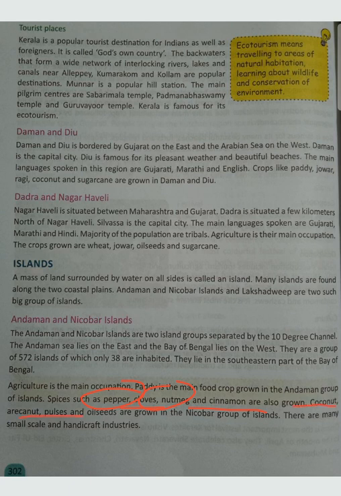Coconut, arecanut, then pulses, oil seeds are also grown in the Andaman and Nicobar Islands. There are many small scale and handicraft industries. So there are also some other small scale, meaning small industries. Handicraft means things made by hand, those are called handicrafts, okay? So some small handicraft industries are also found in the Andaman and Nicobar Islands.